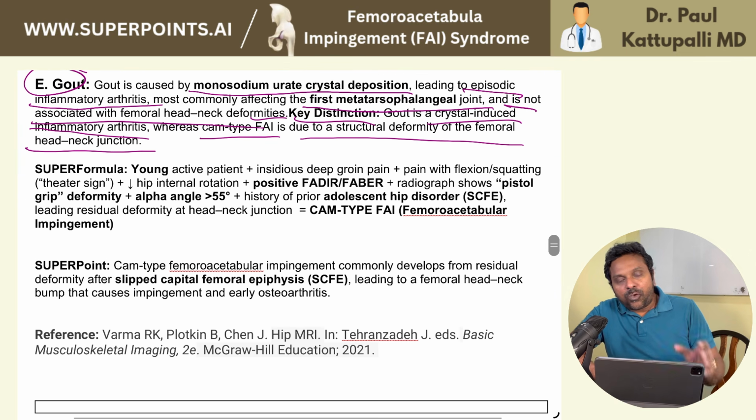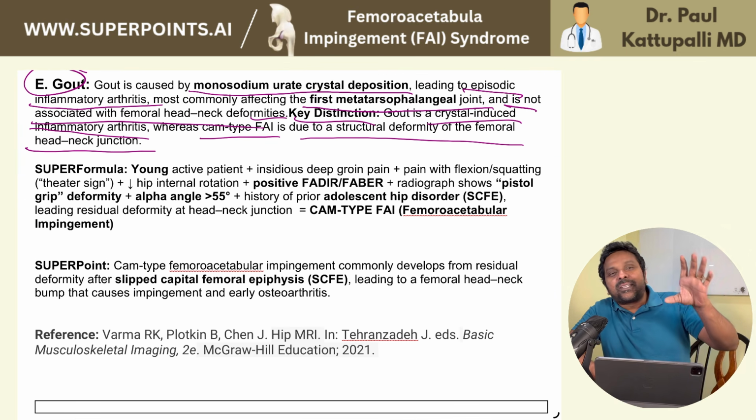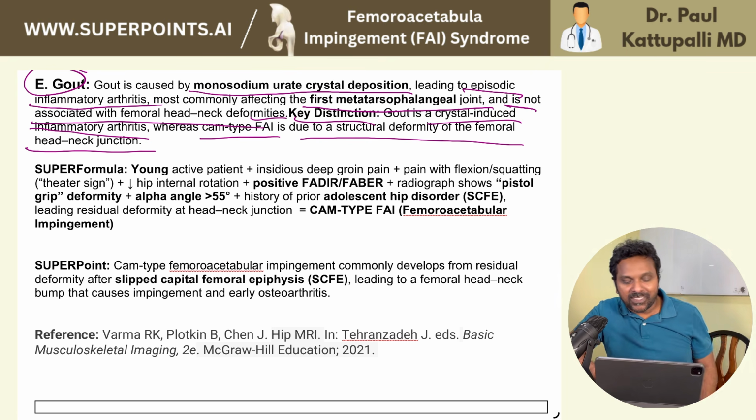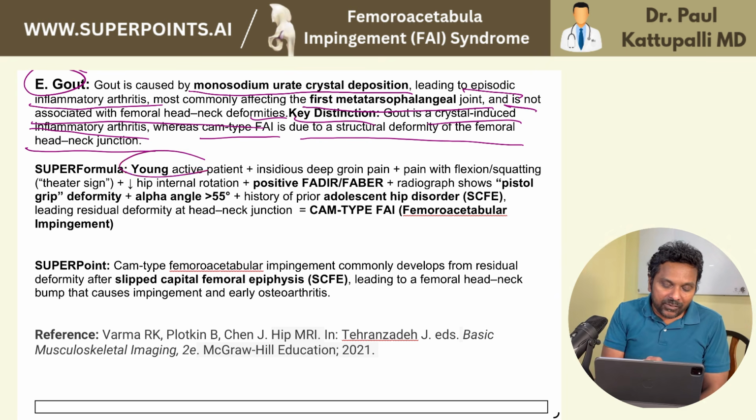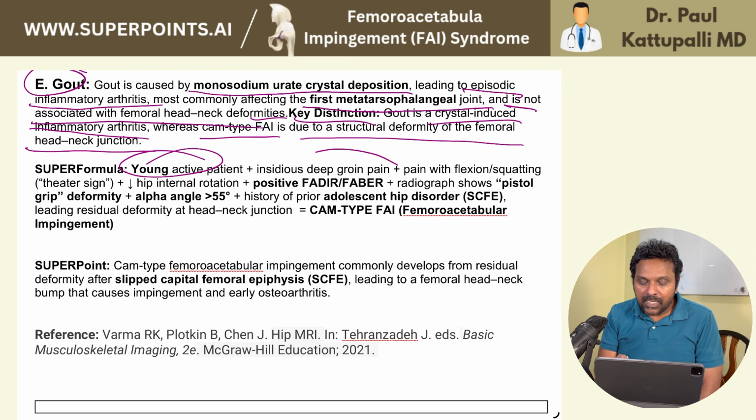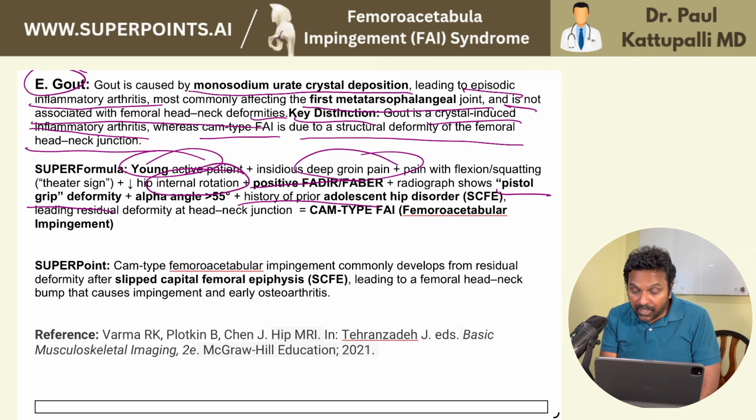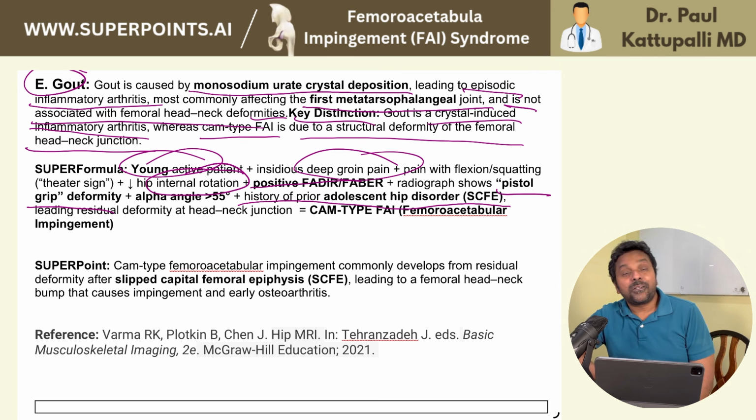So, super formula, like looking at keywords and going to your answer in a few seconds. If you see a young active patient, there is deep creeping groin pain, there is decreased internal rotation at the hip, positive FADIR test, there is a pistol grip deformity, and there is a prior history of adolescent hip disorder.